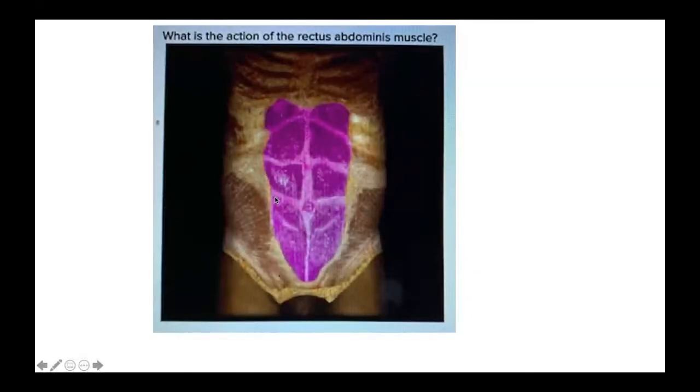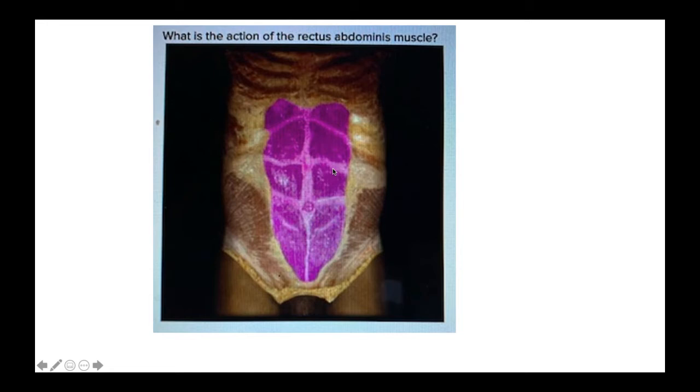Okay, in this video, we're just going to touch up on a few muscles that we see pop up over the last few terms on the torso, or like abdominal and core muscles. So right here, when you look at this, we know that this is the rectus abdominis muscle. So what is the action of it?